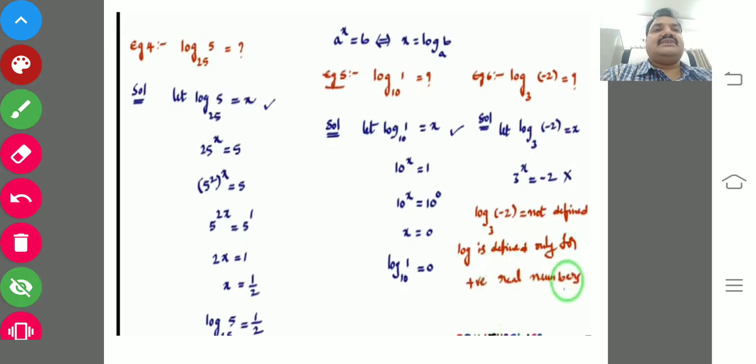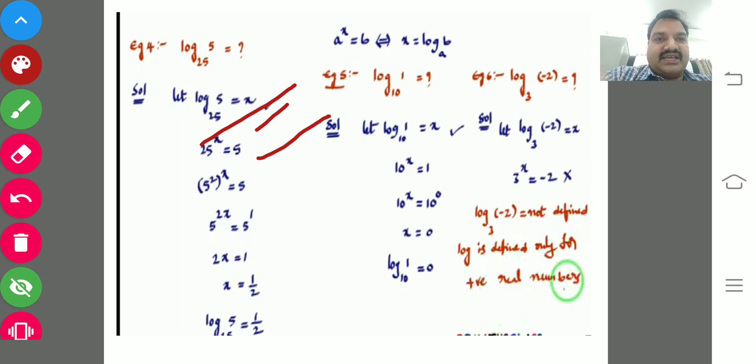Here are some questions. Log 5 base 25 equals how much? So take log 5 base 25 as x. Now 25 power x equals 5. So 25 can be written as 5 square.